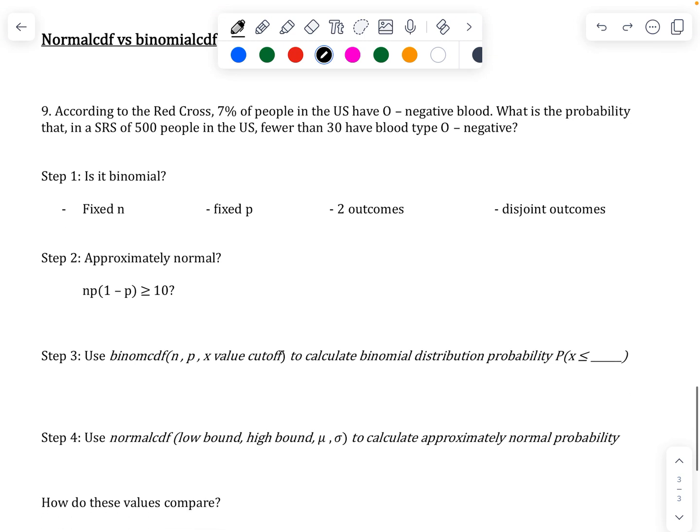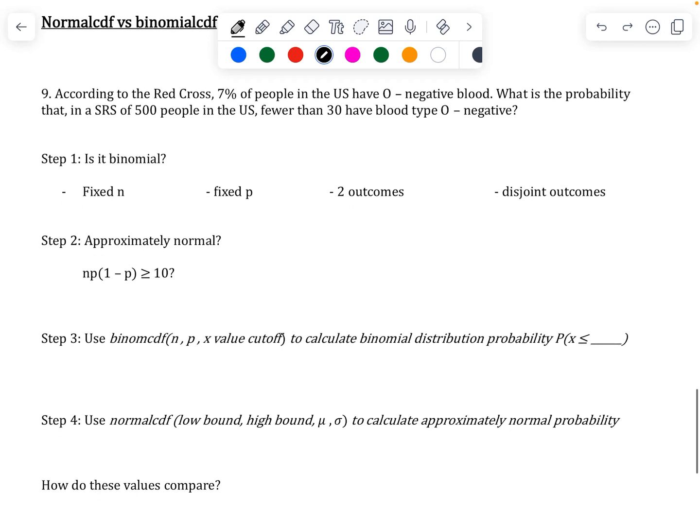And our last part, normal CDF versus binomial CDF. According to the Red Cross, 7% of people in the US have O negative blood. What's the probability that in a simple random sample of 500 people in the US, fewer than 30 have type O negative blood? So first of all, is it binomial? Do we have a fixed n? n is 500. Yes.